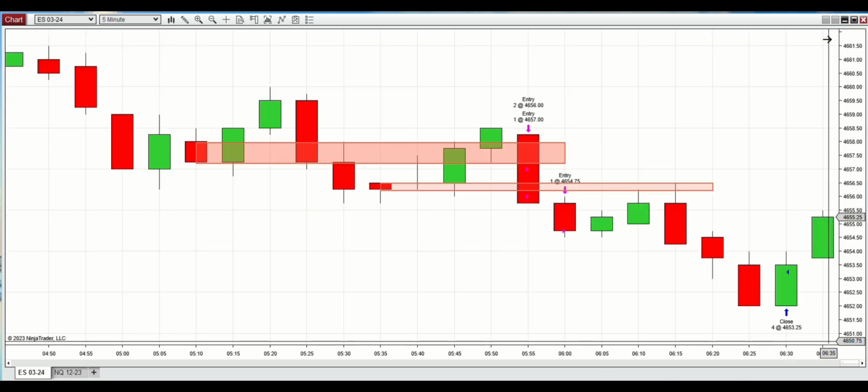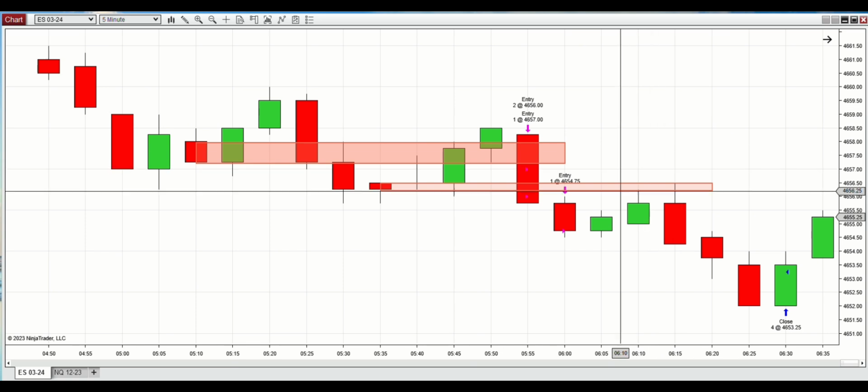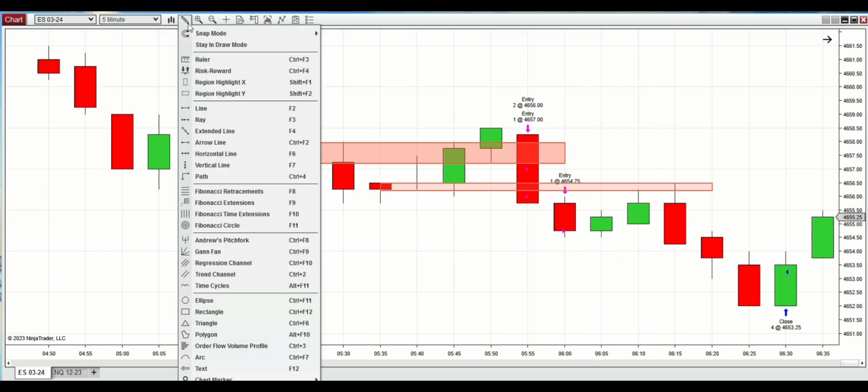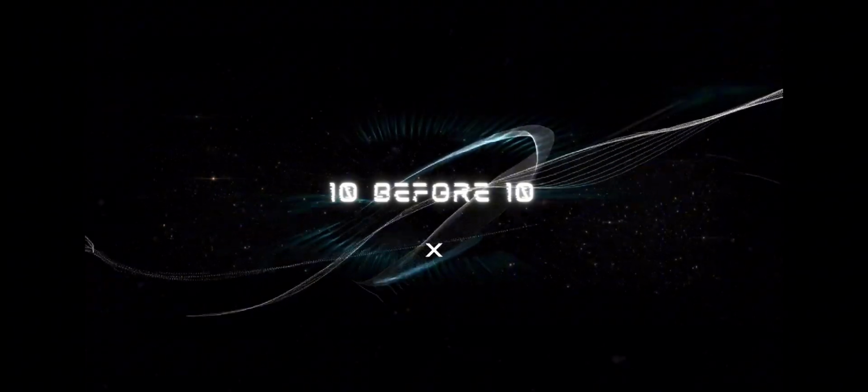Here's a close-up of the trade. You can see the entry that I took based on both of those 5-minute breakers. I am really focused on just being consistent. 10 before 10.